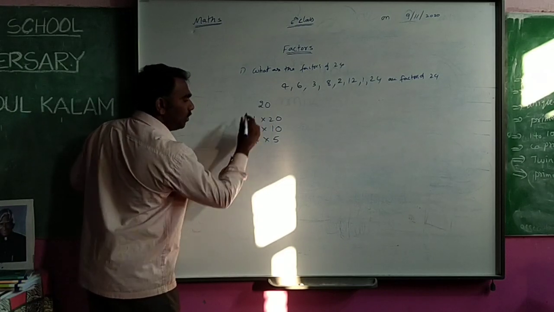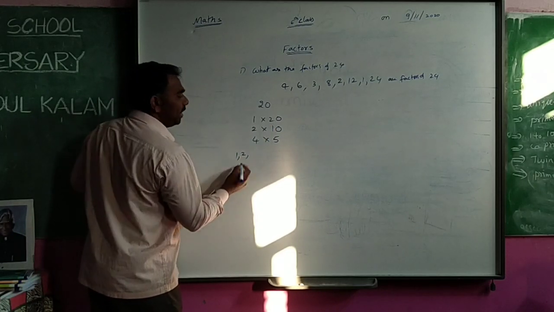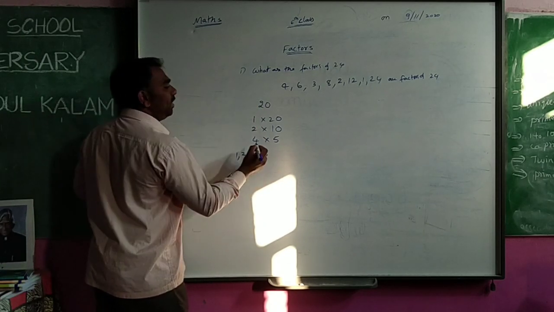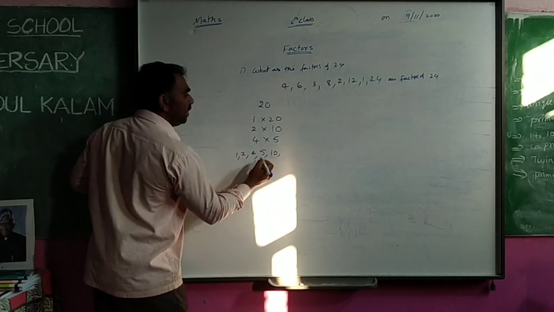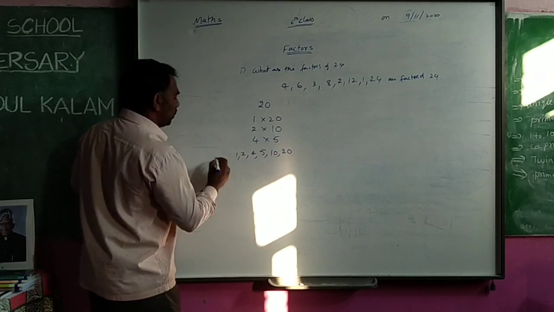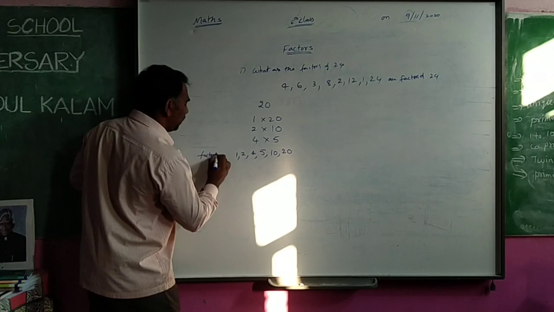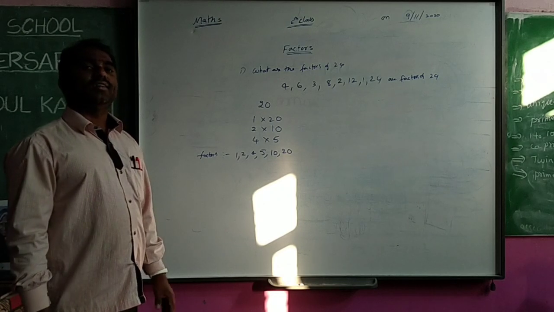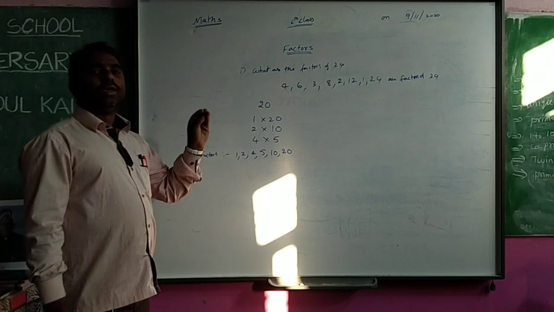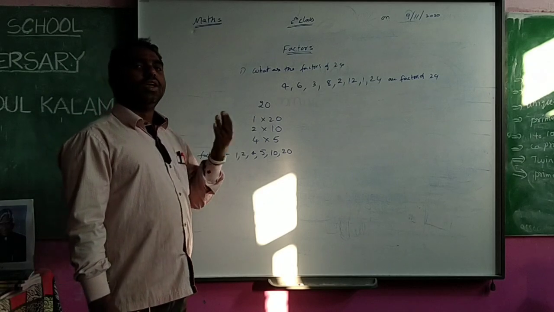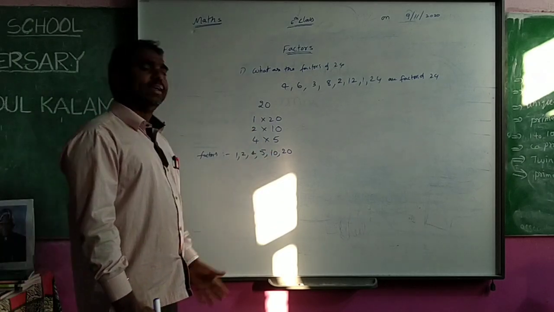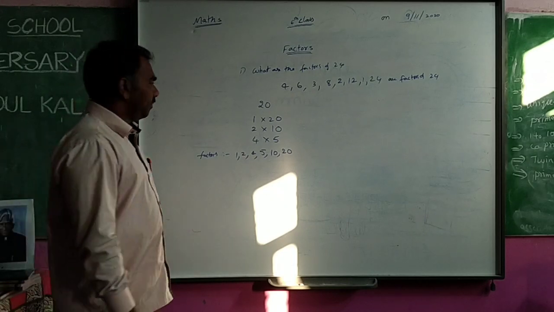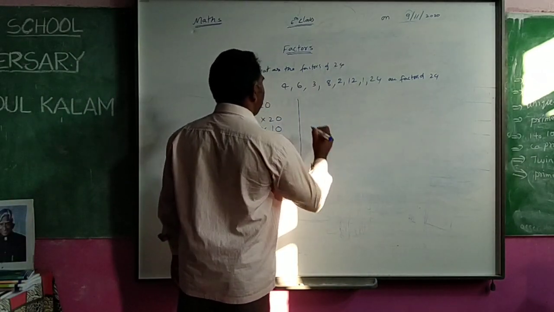In the 1 table you are getting 20. In the 2 table you are getting 20. In the 4 table, 5 table, 10 table and 20 table you are getting 20. These are all the factors of 20. That is a way of finding the factors without missing anyone. You can find all the factors like this. This is the way of finding factors. Very good. Next we will go for another one.